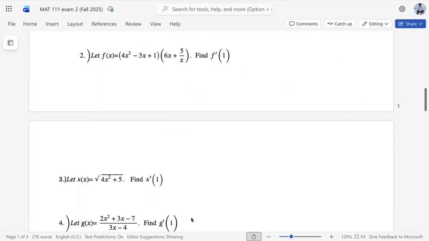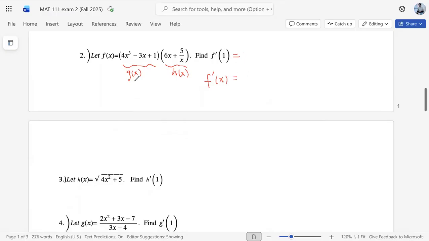Okay, let's see the second one. Given this function, we have one function multiplied by another function, and we want to find its derivative, then evaluate at 1. So let's call this g of x. Let's call this h of x. We see a product of two functions, right? And we want to find the derivative first.